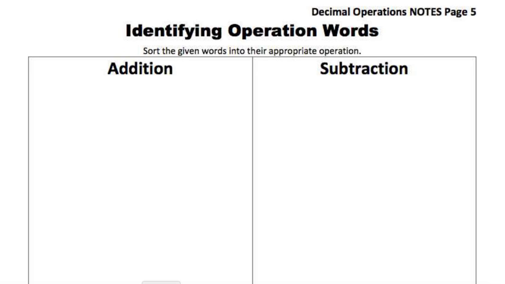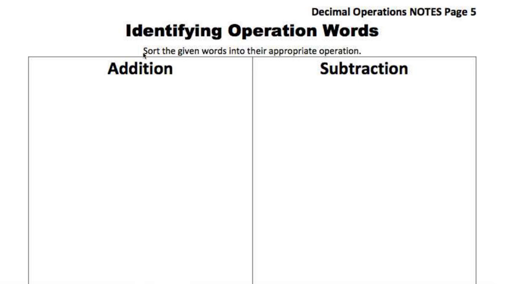So continuing with our notes from day one with decimal operations. In addition to doing rounding and place value, we're also going to talk about operation words for those word problems. And prior to this video, you should have done an operation word sort on page 5 in your binder. So we're going to check it really quick. And then whenever we're all done, you can glue those down so that they don't move, and we'll move on to the next page.